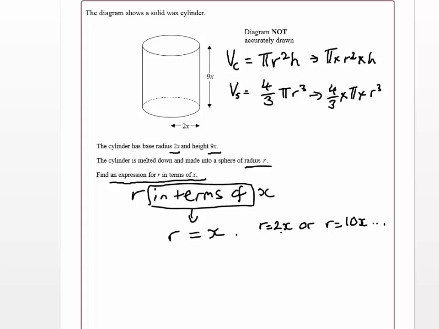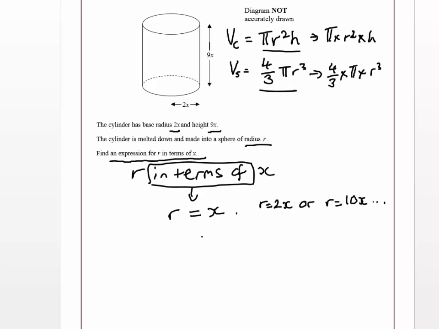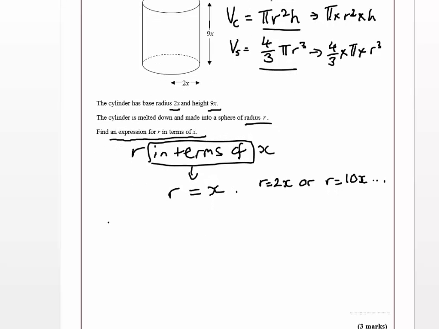Okay, so let's go ahead now. What we need to do is equate these two formulas and end up where we have r is equal to something. Let's do that now. I'm just going to scroll down. I'm going to write out the volume of a cylinder, so I'm going to put VC is equal to VS. Okay, so all I'm going to do is just write underneath. So I'm going to put pi r squared h is equal to 4 over 3 pi r cubed.